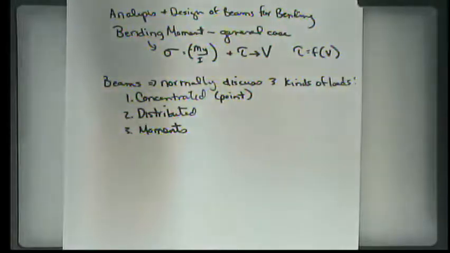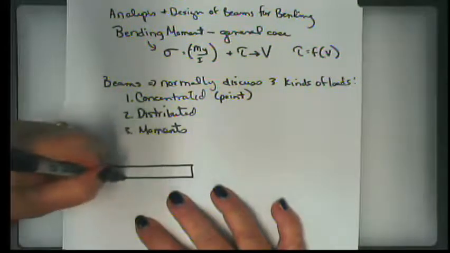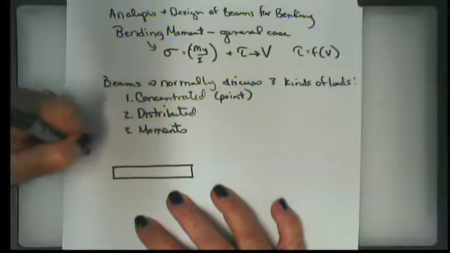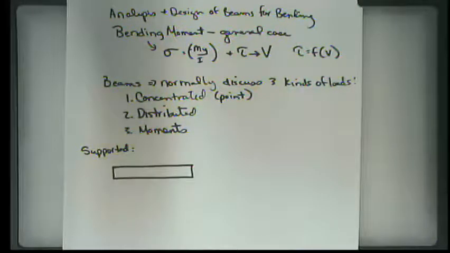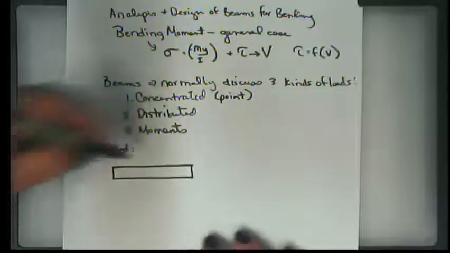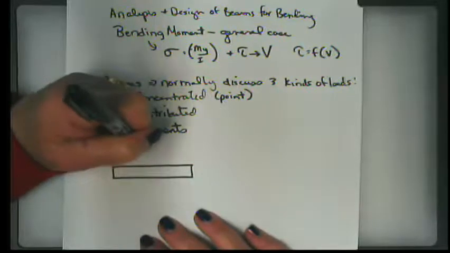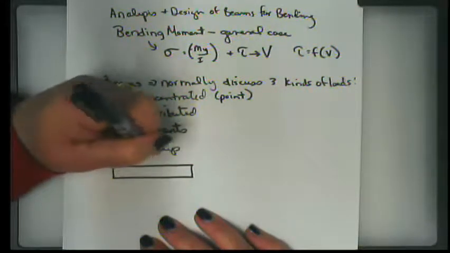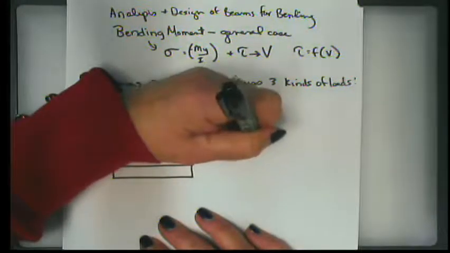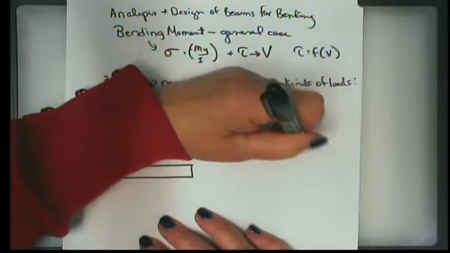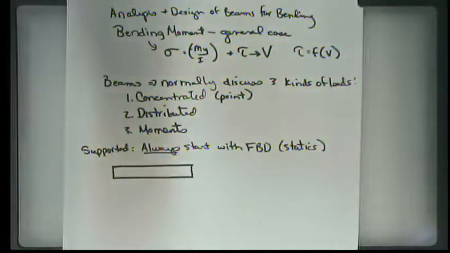So your authors begin by talking about the way in which a beam can be supported. And what this leads us to is the idea that before we get into the analysis of the internal responses of the beam, we always have to start with a good free body diagram. So in other words, we need to do our statics in order to determine what's going on in the supports.